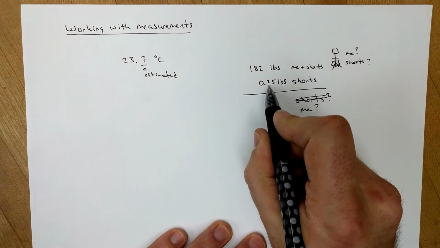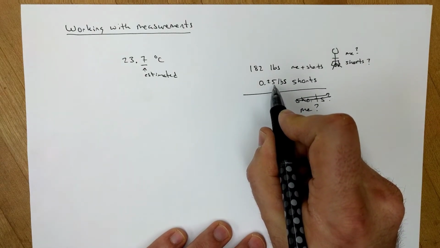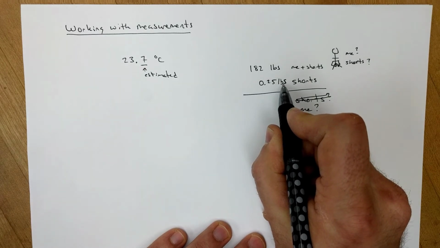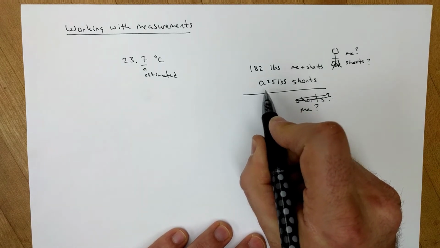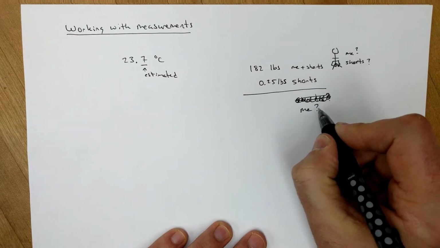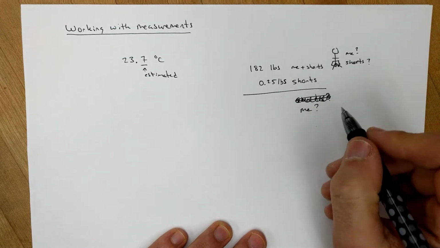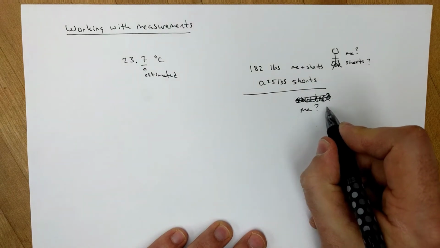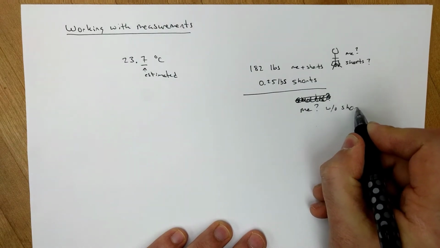In this case, the balance told us 0.25 pounds. This is the estimated digit, and we don't know anything beyond that. But we do know that it was 0.25 pounds of shorts. So the question we're posing here in this thought example is, how much do I weigh without my shorts?